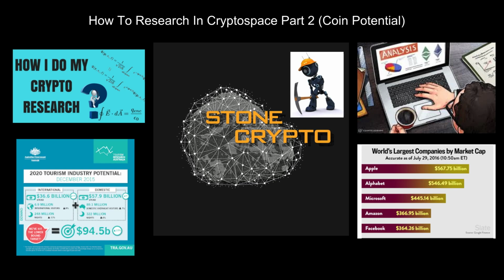Today's topic, I'll be continuing my How to Research in Cryptospace series, focusing on coin potential. And by coin potential, I mean how to really differentiate between one ICO and another, or one coin and another, when you're trying to choose how to invest that $100, that $1,000. And just for clarification, this is not financial advice. This is merely how I would handle certain situations that I am put in.